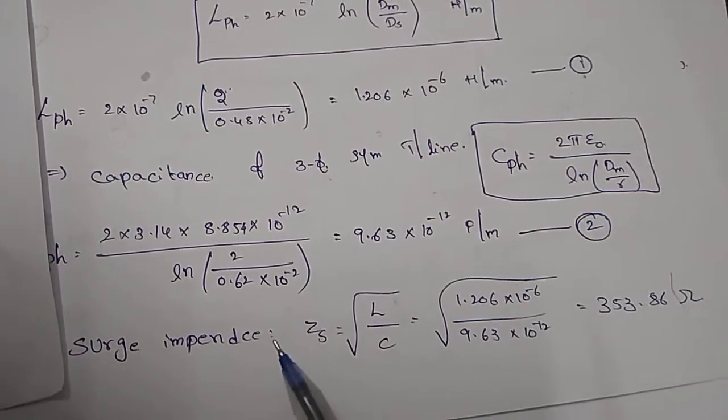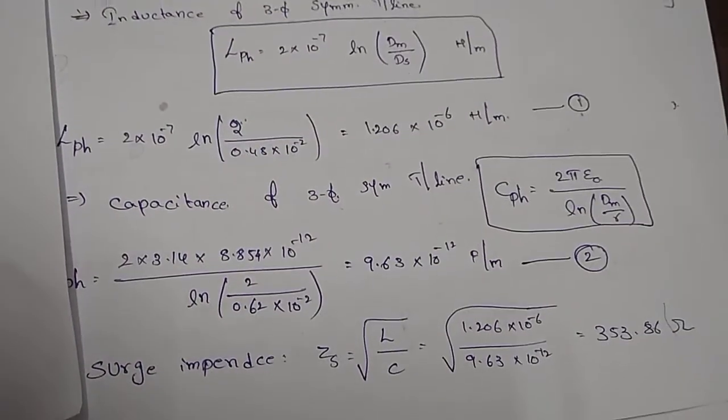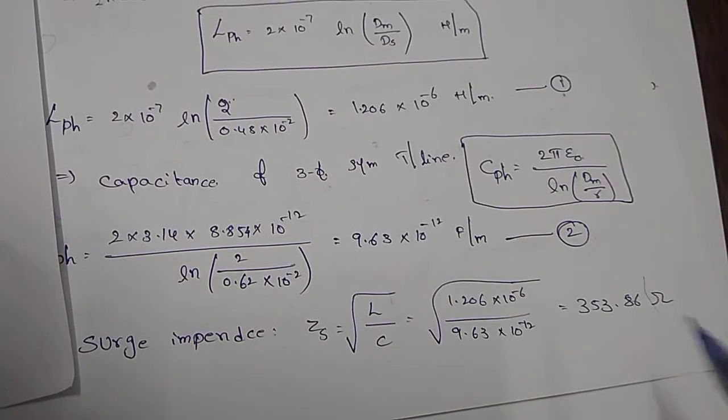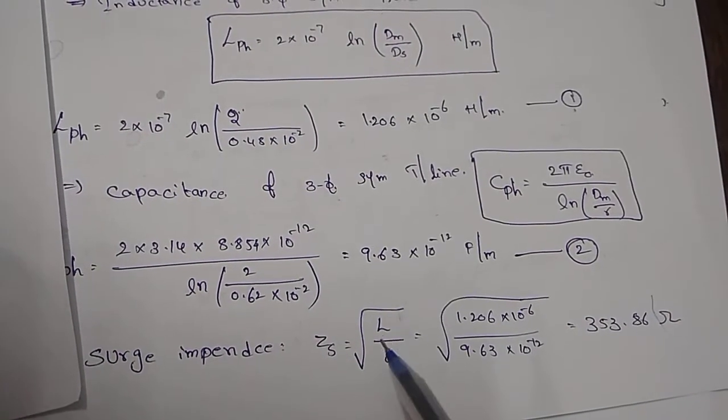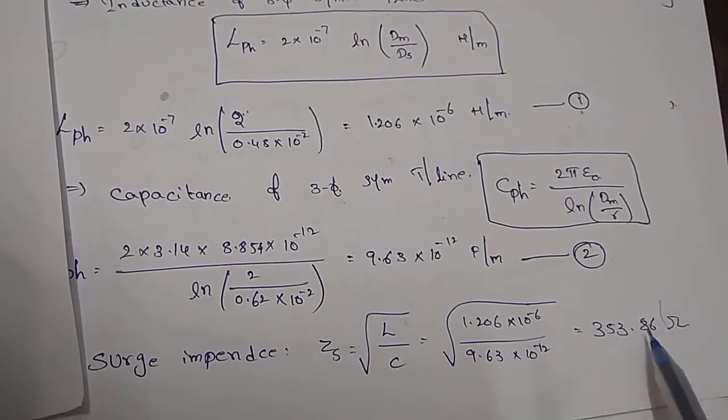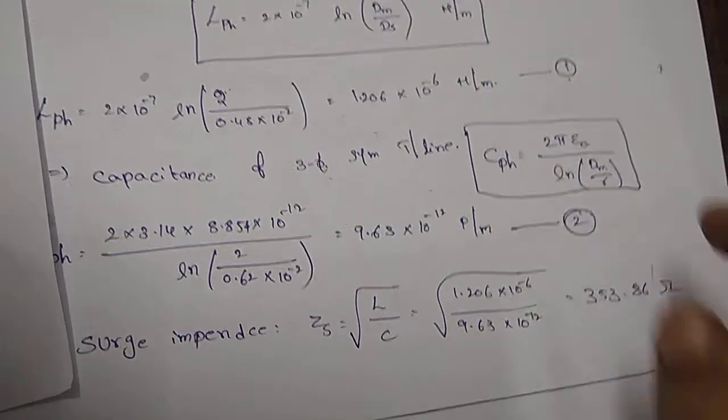Whereas coming for the surge impedance, Z equals square root of L by C. So it depends upon your inductance and capacitance values. I am just replacing this and I find out this one.